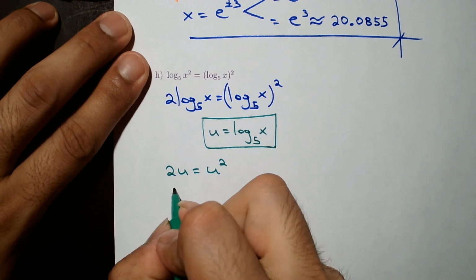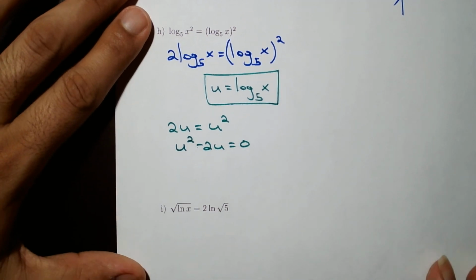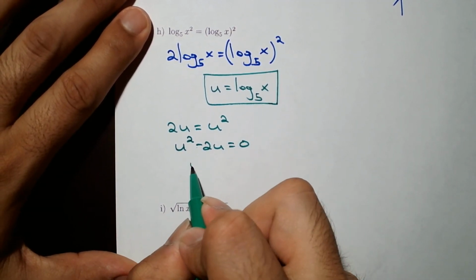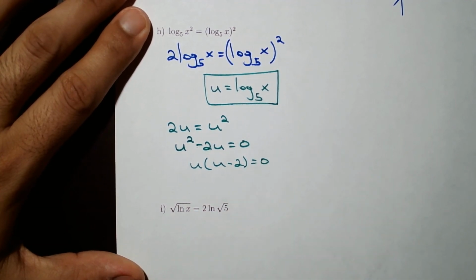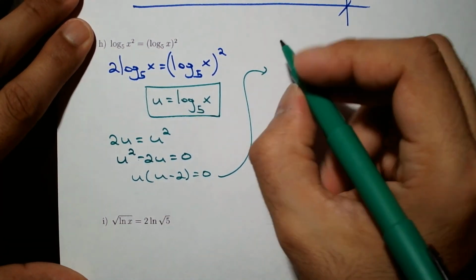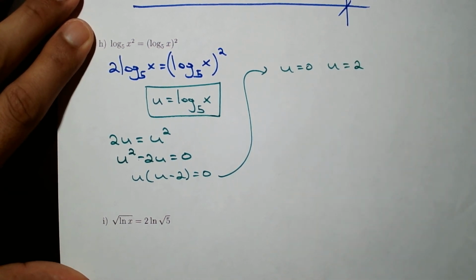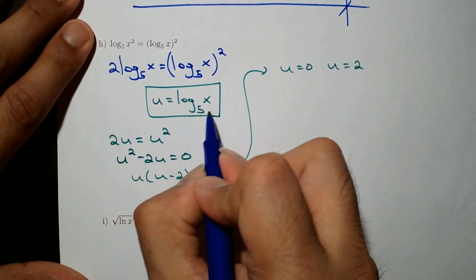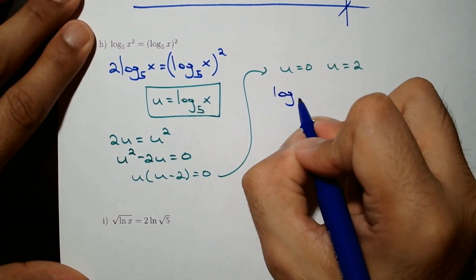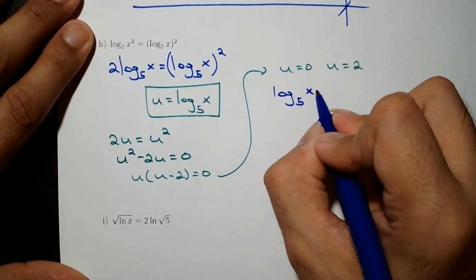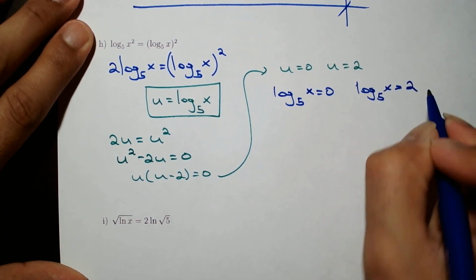I'm going to move this to the other side. It's going to become u squared minus 2u equals 0. I'm going to solve this by factoring. In this case, GCF. So u equals 0 and u equals 2. Now we need to go back to our u substitution and substitute u with log base 5 of x, so log base 5 of x equals 0 and log base 5 of x equals 2.